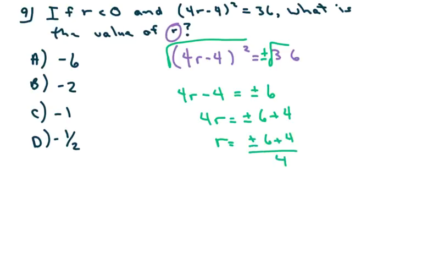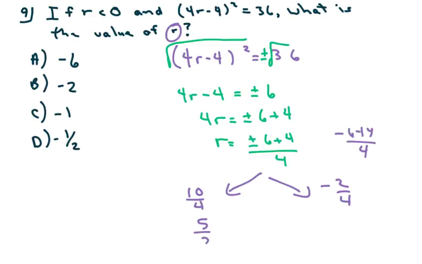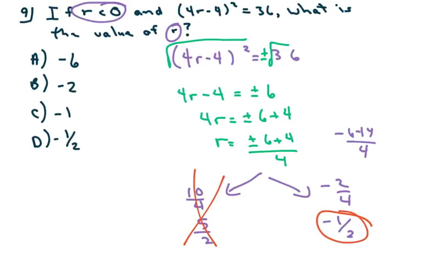So I'm going to split this up now. I'm going to do the plus and the minus. So the plus is going to be 10 over 4. The minus is going to be -2 over 4. This reduces to 5/2, and this reduces to -1/2. Now, it wants r to be negative, so we don't look at this. We're looking at the negative. So the answer is D.